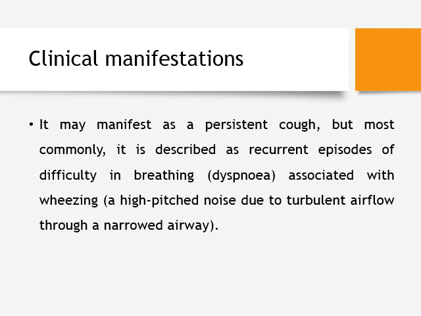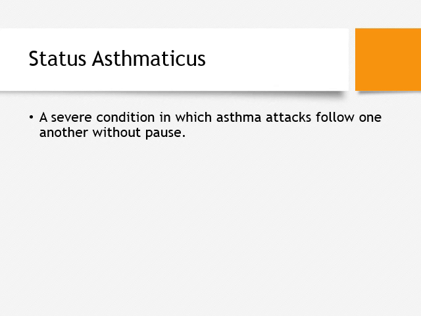Mostly, the clinical symptoms of asthma may manifest as persistent cough, but most commonly, it is described as recurrent episodes of difficulty in breathing, which is associated with wheezing, that is a high-pitched noise due to the turbulent airflow through a narrowed airway. Status asthmaticus is a type of asthma and is a severe condition in which one asthmatic attack follows another without pause.